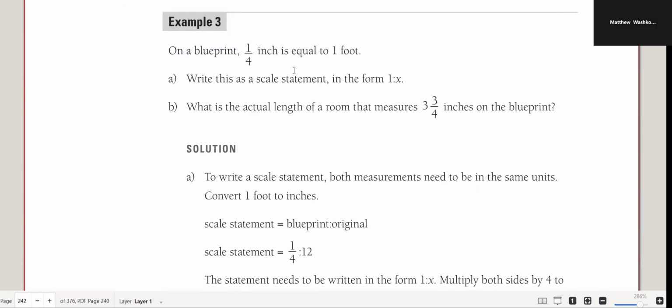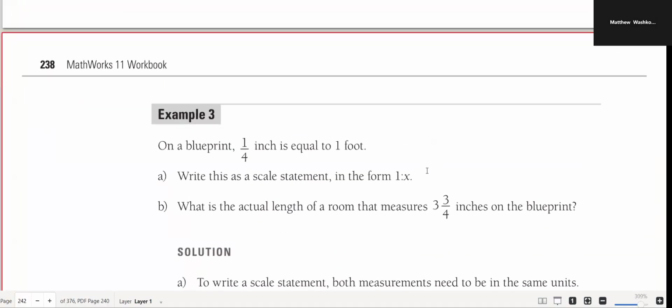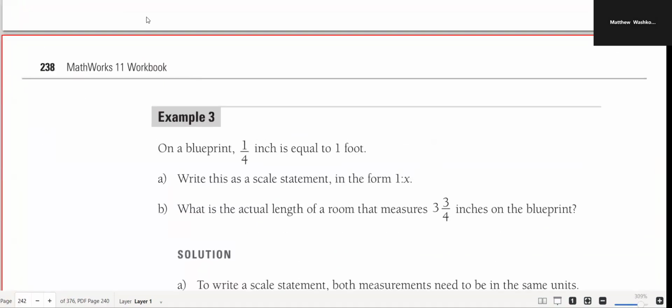Yeah. So example 3 here. On a blueprint, a quarter of an inch is equal to 1 foot. One thing to note is that 12 inches is 1 foot in real life. So a quarter of an inch is equal to 1 foot. Now we want to write this in.